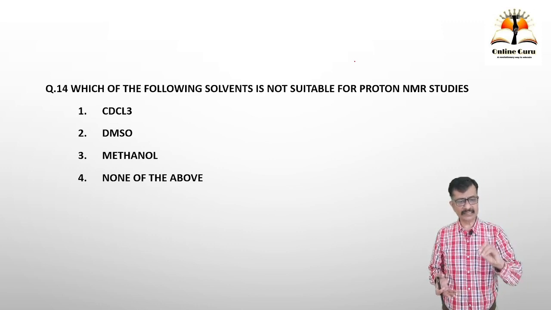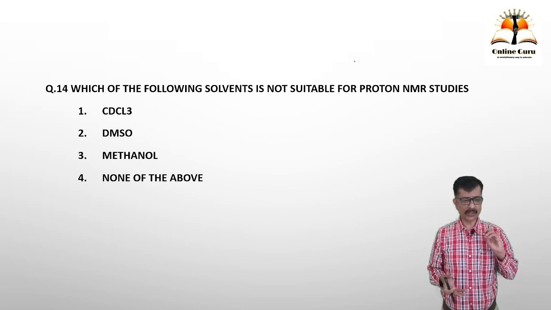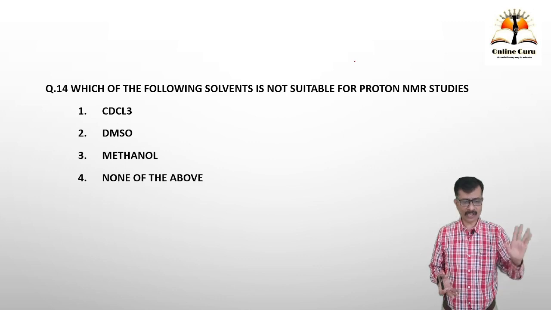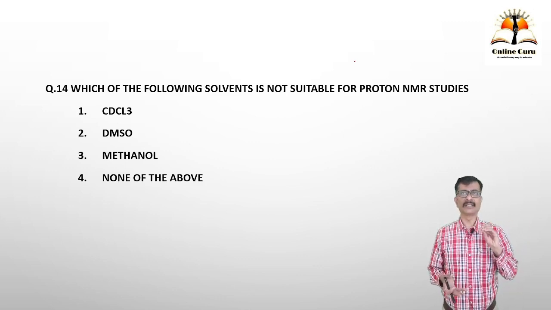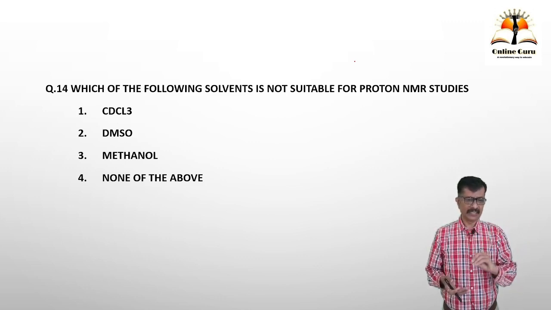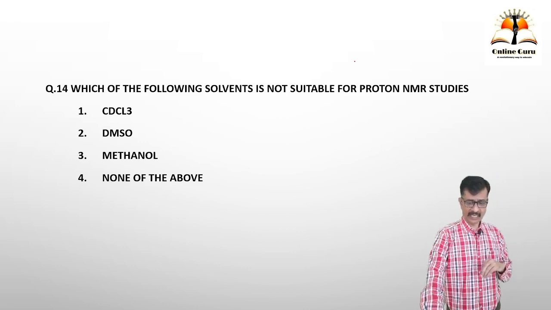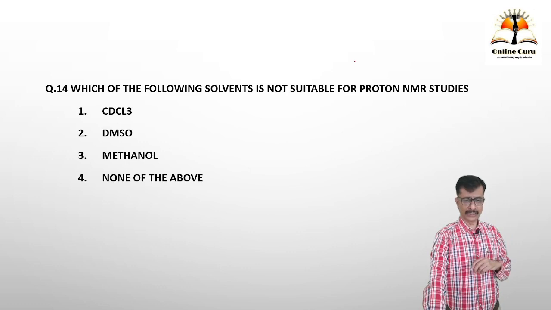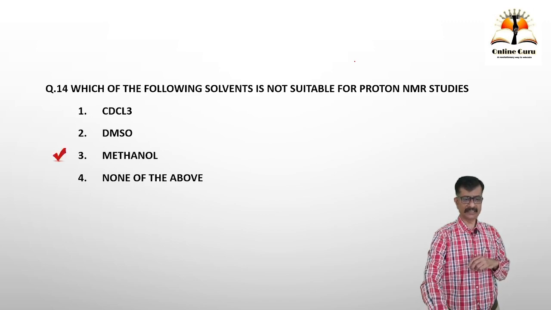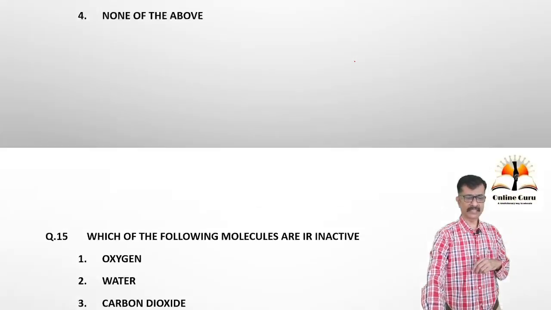Here if you look at CDCl3, it doesn't have a proton. DMSO, it doesn't have a proton. But methanol, CH3OH, has protons, so it will absorb in the NMR and is not suitable as a solvent for proton NMR studies. So the answer is methanol. Moving to the next.